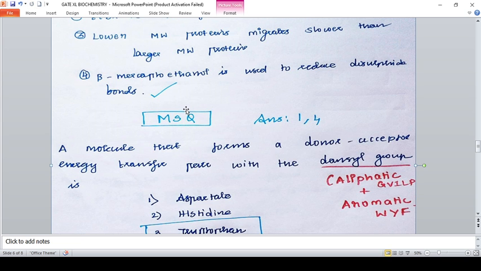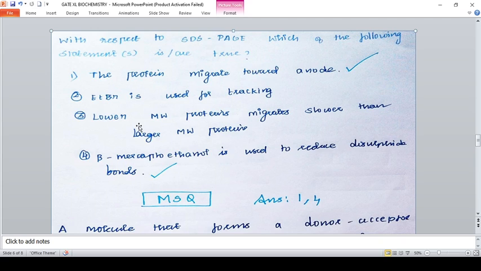Next is the easiest question with respect to SDS-PAGE. Which of the following statements is true? Protein migrates toward the anode. Yes, because they are saying SDS-PAGE; SDS will impart a negative charge to the protein molecule, so it will migrate toward the anode. EtBr is used for tracking: it is not the correct answer, it is a wrong answer. Lower molecular weight protein migrates lower than larger molecular weight protein: it is a wrong answer, because larger molecular weight protein migrates slower than lower molecular weight protein. Beta mercaptoethanol is used to reduce disulfide bonds: yes, it is the correct answer. So option number 1 and option number 4.